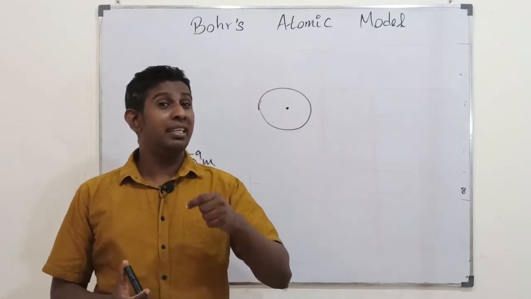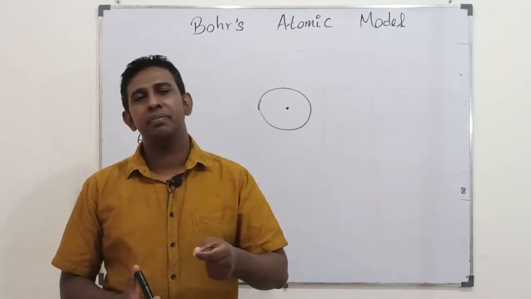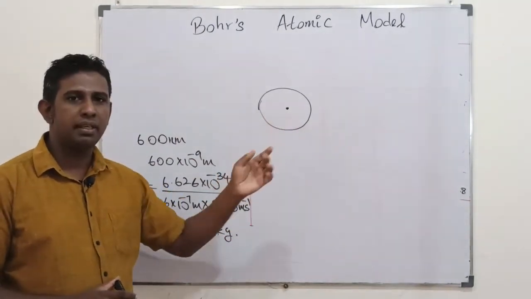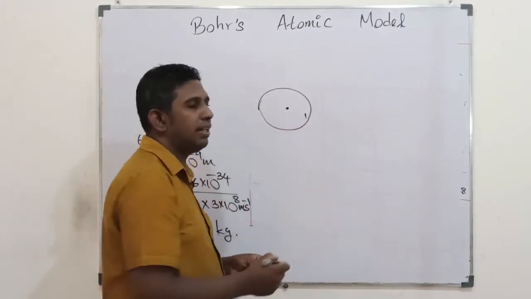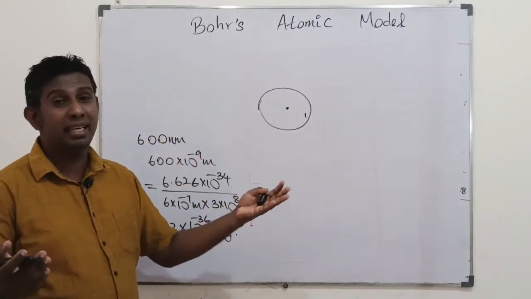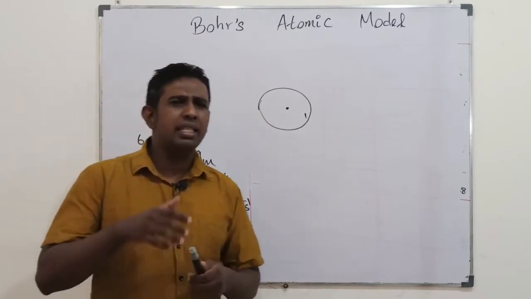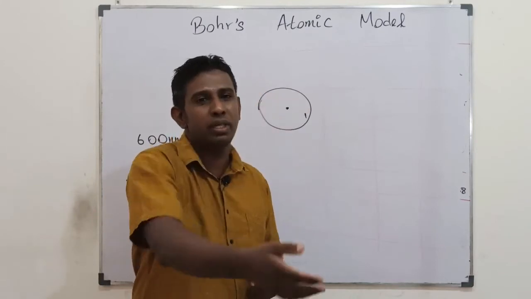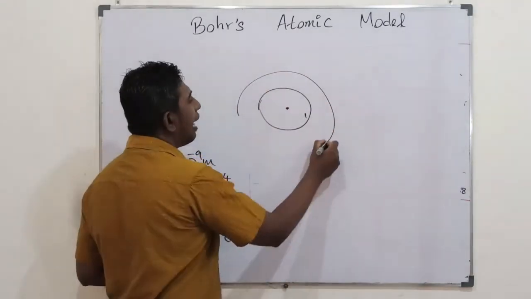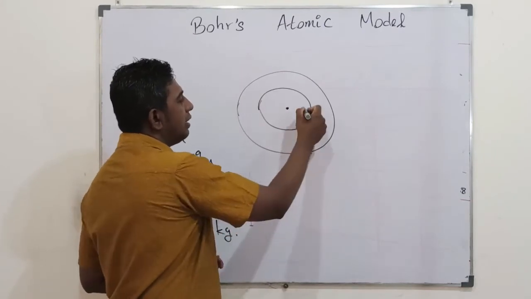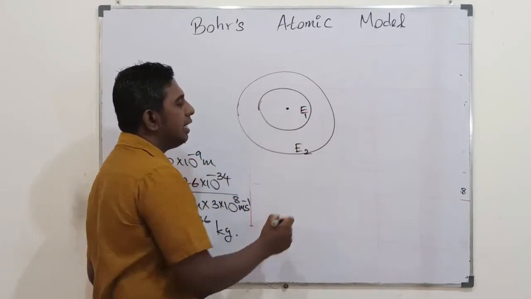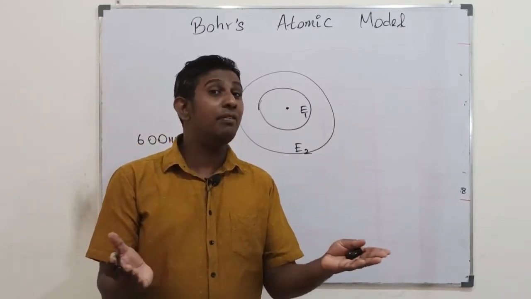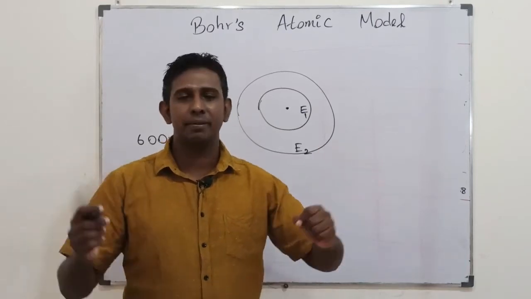Students, what he told in his theory was that there are energy levels around the nucleus. This is one energy level, the first quantum level, the first energy level. There are other energy levels as well. The energies of the energy levels increase when going away from the nucleus. This is the first energy level, this is the second energy level. The second energy level is greater in energy than the first energy level. That's what his idea was.